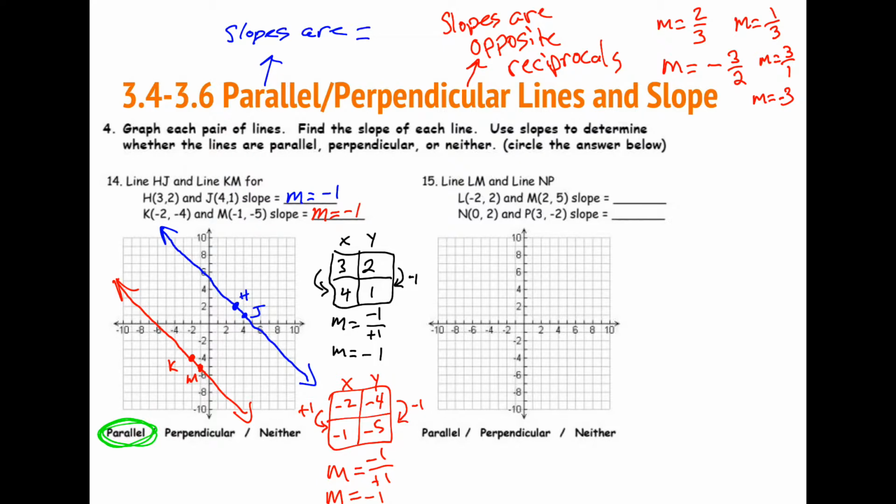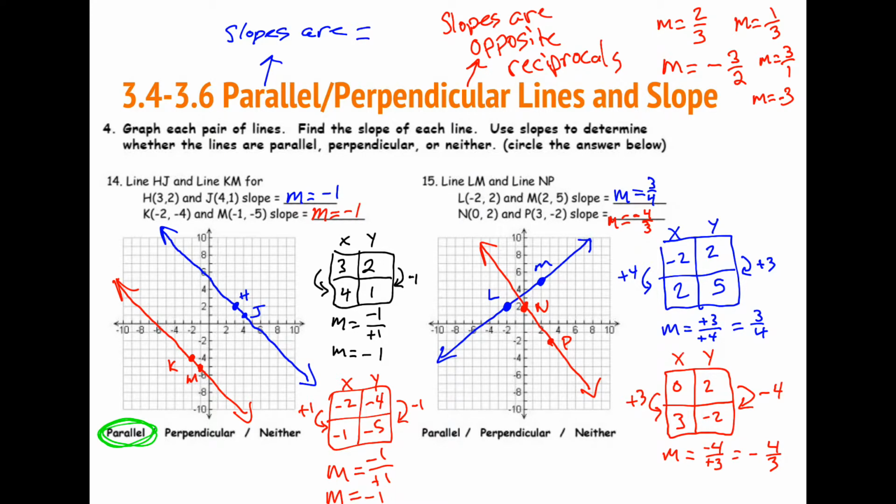All right, go ahead and attempt that number 15 with lines LM and lines NP. Go ahead and plot those points, find the slopes, graph the lines, and see if you can figure out if they are parallel, perpendicular, or neither. Go ahead and pause the video, come back when you're ready.